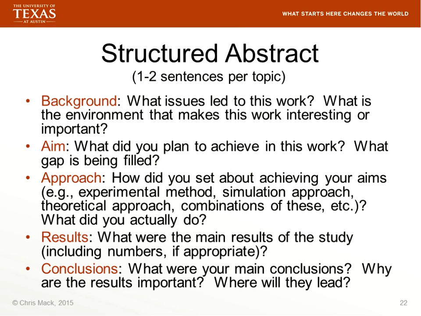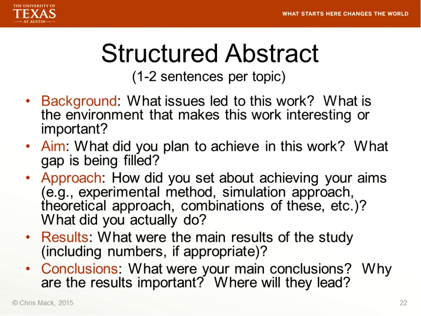Next to last, results. What are the main results of the study? Go ahead and quote the numbers. If your main result is that the network speed increased by 38%, put that result right there in the abstract so people can see it. Don't be vague. Don't say, we had some improvement in network speed. Well, if you had some improvement, tell me how much. Be specific. And finally, conclusions.